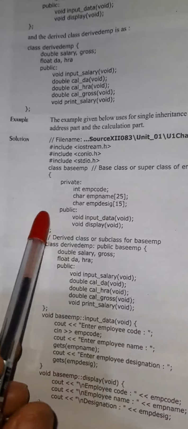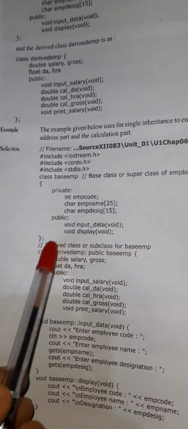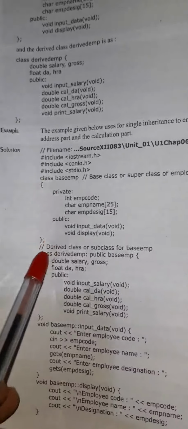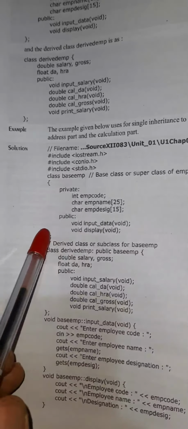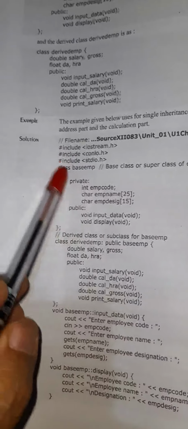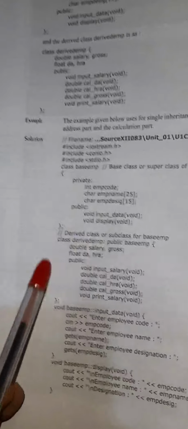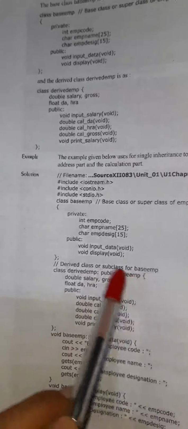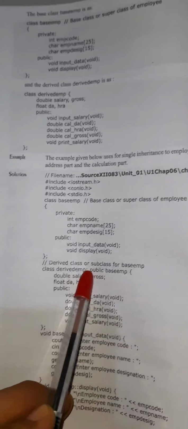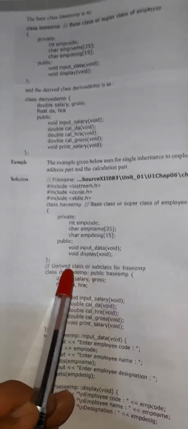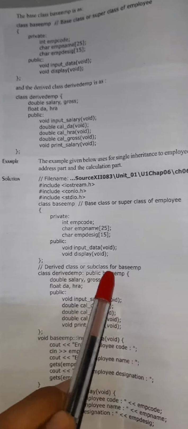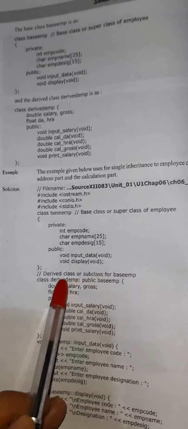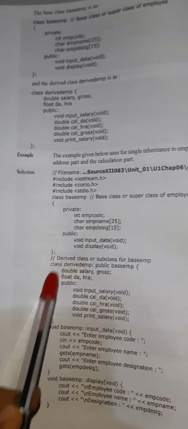Now this is your normal class declaration. Here you have your base class, and this is your derived class. In the derived class, it is written here: class derived emp colon public base emp. I have already told you that the colon denotes that the derived class inherits from the base class. So this is your derived class definition.